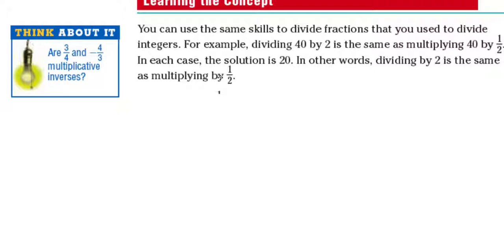In each case, the solution is 20. In other words, dividing by 2 is the same as multiplying by 1/2. Again, when you divide by 2, it is the same as multiplying by 1/2.